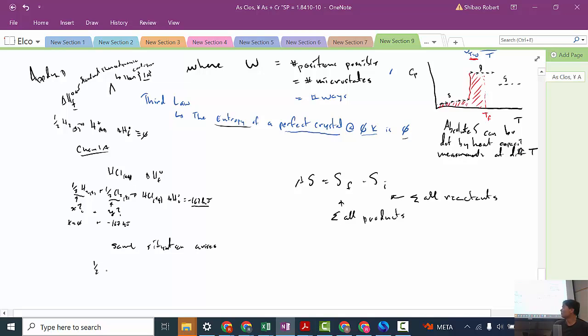And so here, 1/2 hydrogen, the entropy for this is 0. Or is it? No, it's not 0 because it's hydrogen gas. And gases have entropies around what values? Solids have entropies around what values?